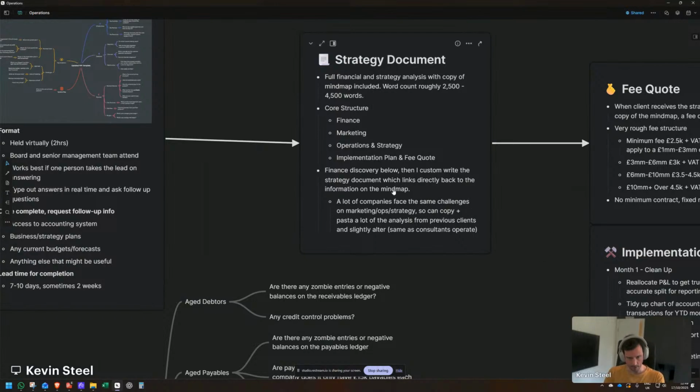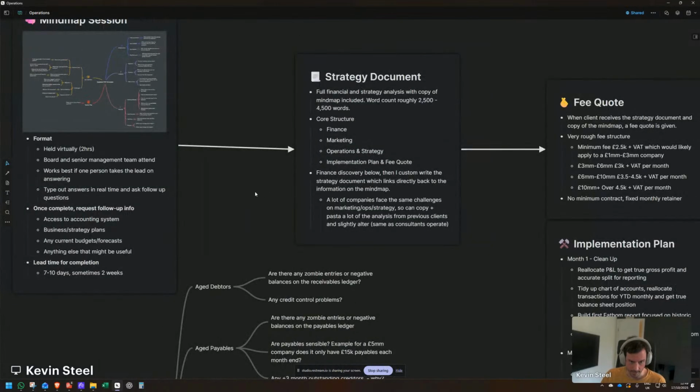In terms of the marketing side of things and the operations and strategy, because I work with professional services, B2B companies, 1 million to 20 million, a lot of them face the same problems around marketing, operations and strategy. So some of that can be copy-paste from previous analysis and just changed around a little bit. But the finance is always absolutely core and unique to that particular client.